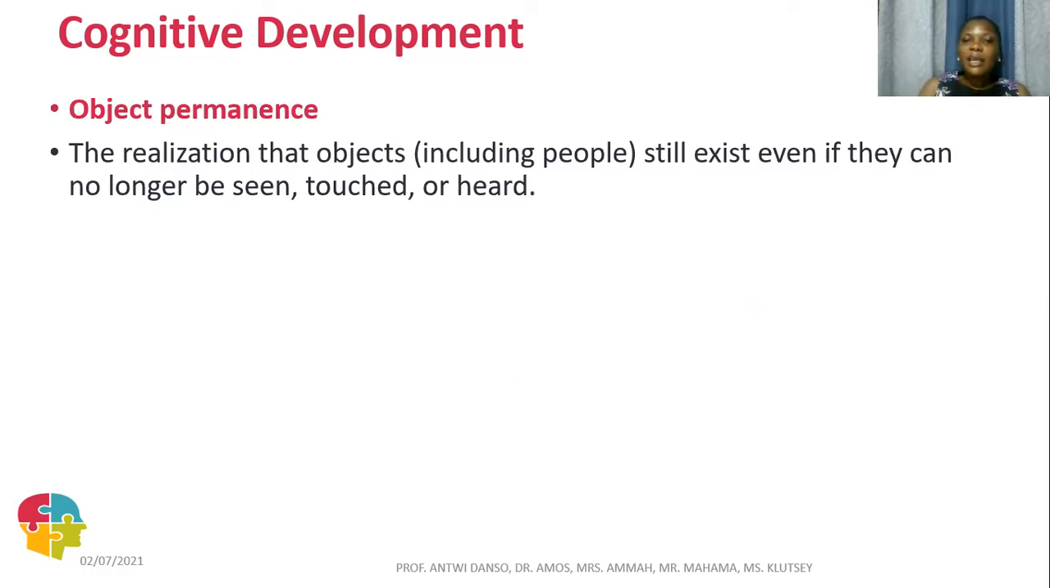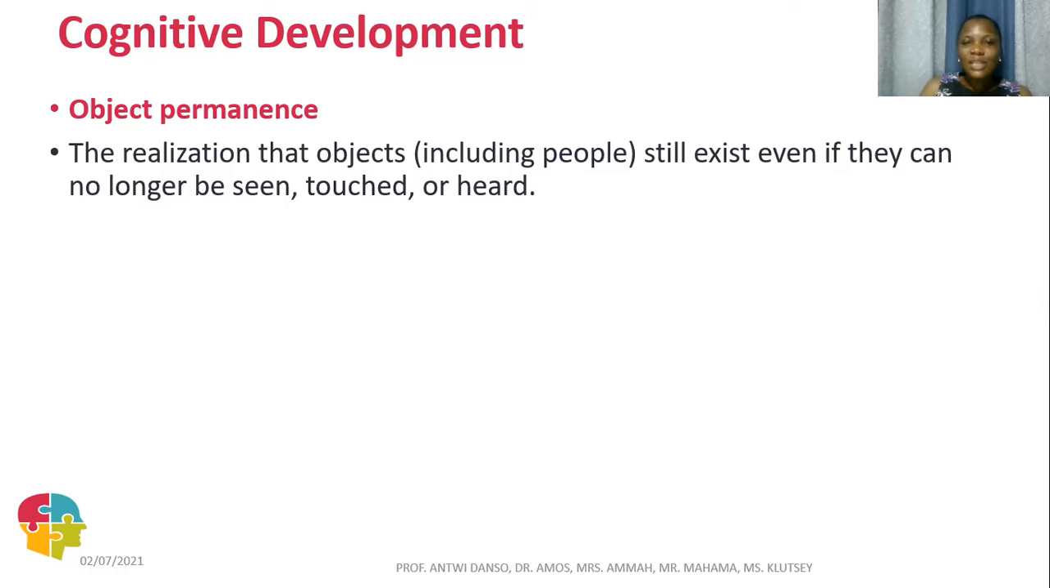One of the milestones at the sensory motor stage is the ability of the child to have what we call object permanence. Object permanence is the realization that objects exist even if they are taken out of sight. So first, if the child is playing with your phone and you sense that this child is likely to damage your phone, you take the phone out of sight. The child cries for a period of time and stops.